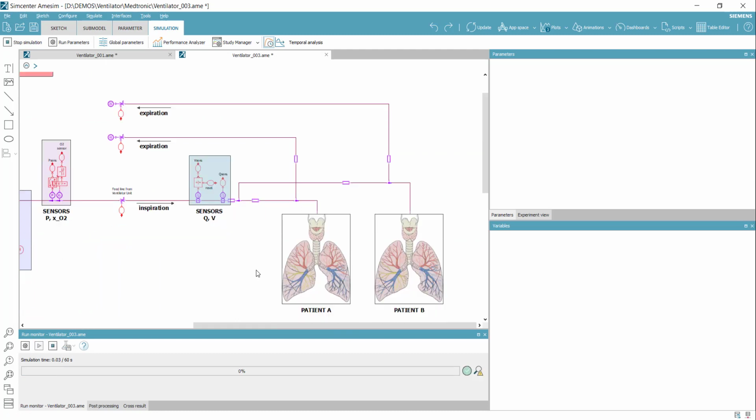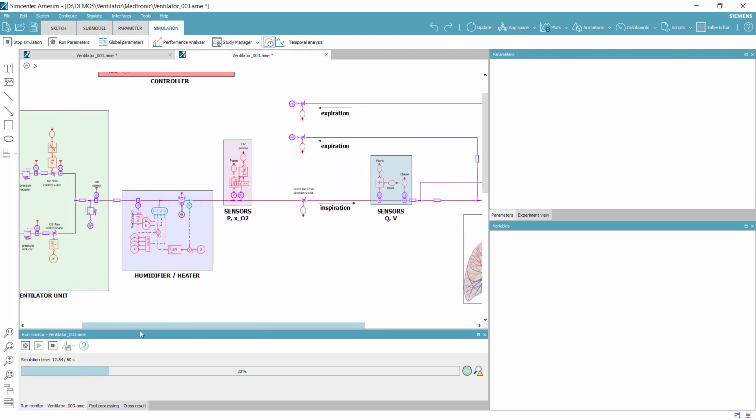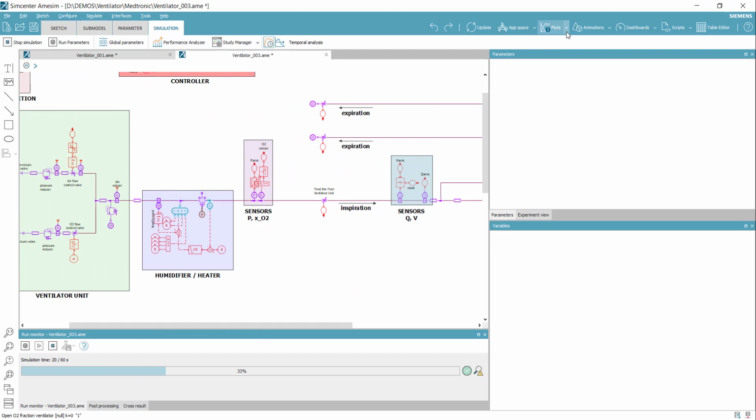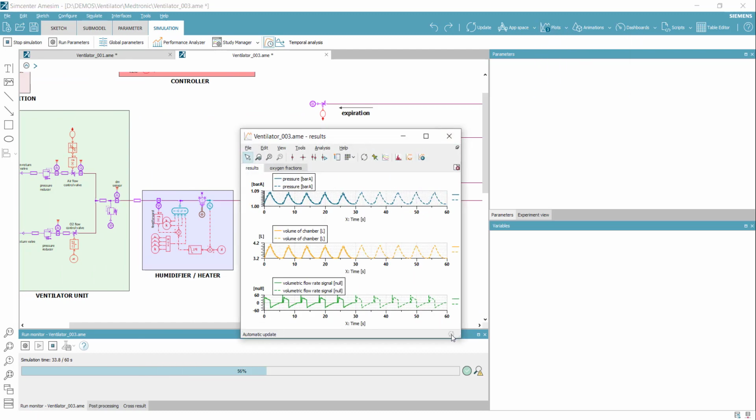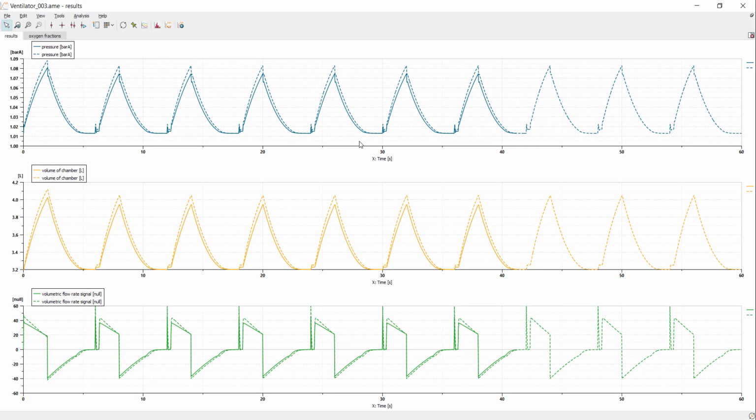Now that we have a model with two patients, we can run the simulation and compare the results with the previous model where we only had one patient connected to the ventilator. In this plot, I'm comparing the results. So in the solid line is the ventilator connected to two patients, and the dashed line is the previous result with one patient. As we can see, the pressures are a little lower, the volume of the lungs for each patient are a little lower, and the volumetric flow rate to each patient is a little lower.